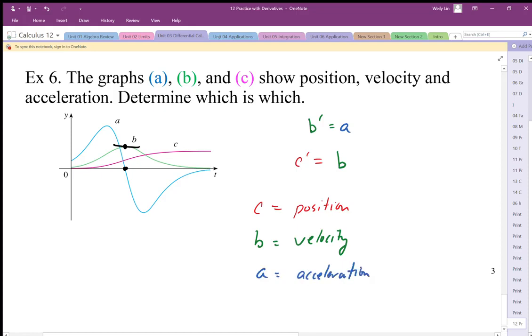Again, there are lots of different ways to do this. However, there is a key part here where we can match the horizontal tangent with a 0 position, and that means that we can infer that a must be the derivative of b, and that's a good starting point.